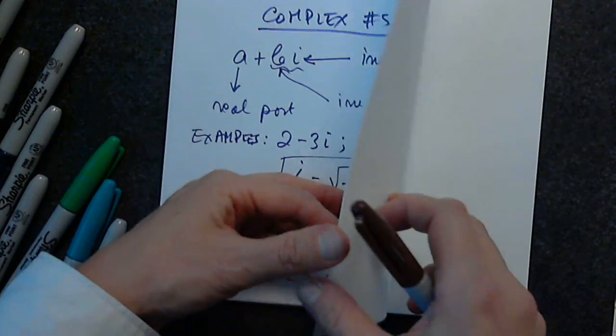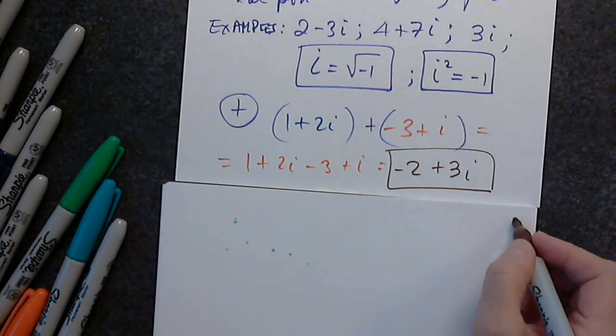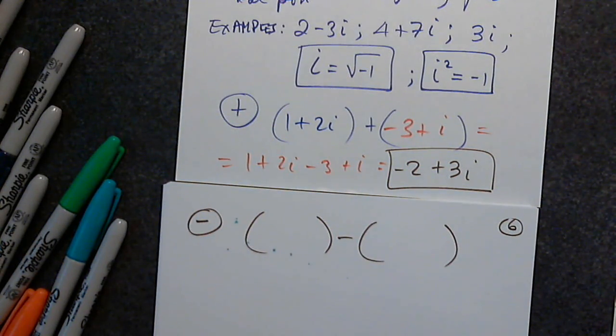Excellent. So now let's subtract. We can choose the same ones, or you can come up with others. Just give me two that you would like to subtract. All the same. We just combine like terms and distribute.